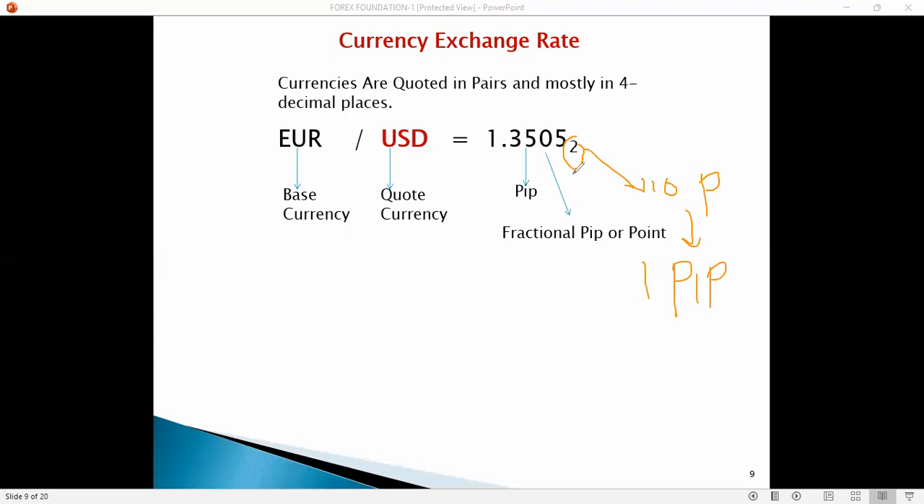But the most common word that people use is points. I've never heard a lot of people saying fractional pip. Of course, it is fractional pip, but the most common word people use is points. So 10 points or 10 fractional pips is known as one pip. Because this is the pip, this is where the pip starts from. I hope this is clear, guys. So take note of that, because tomorrow or next we may need this.